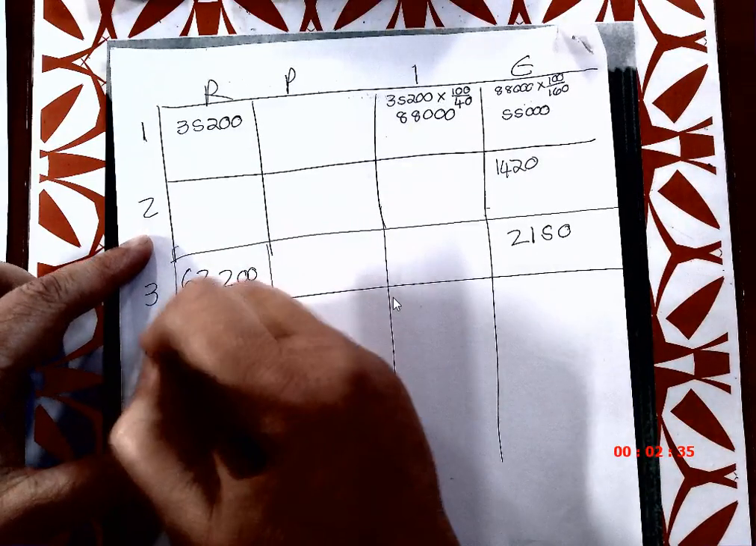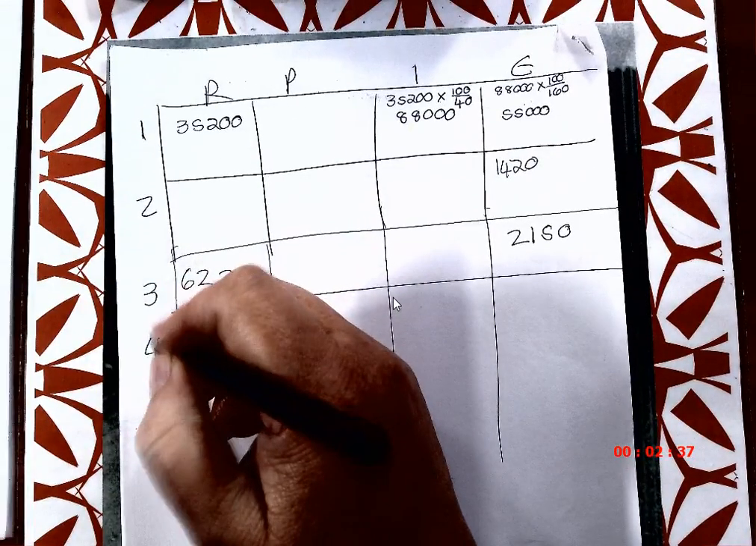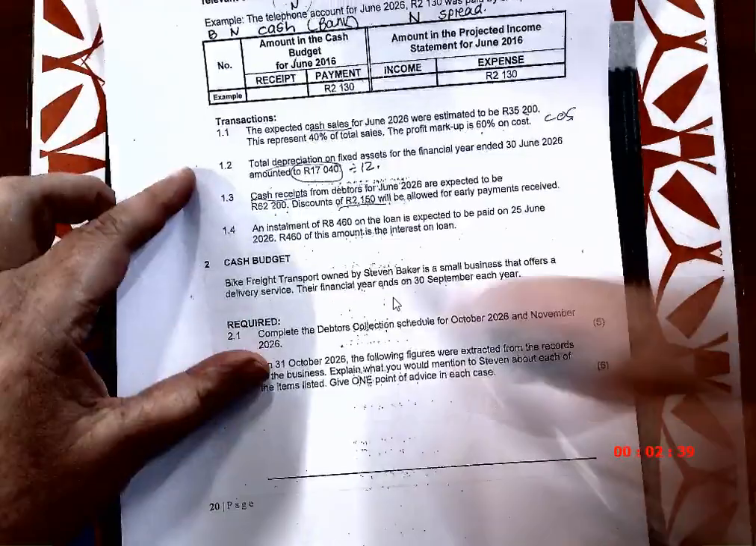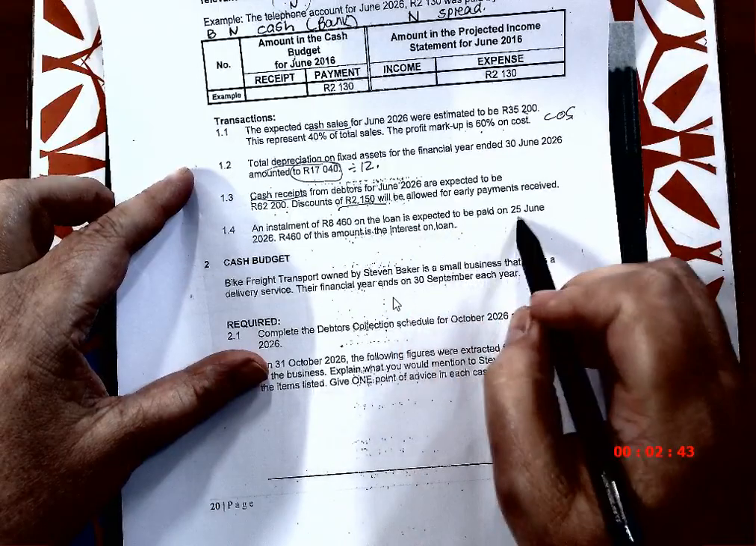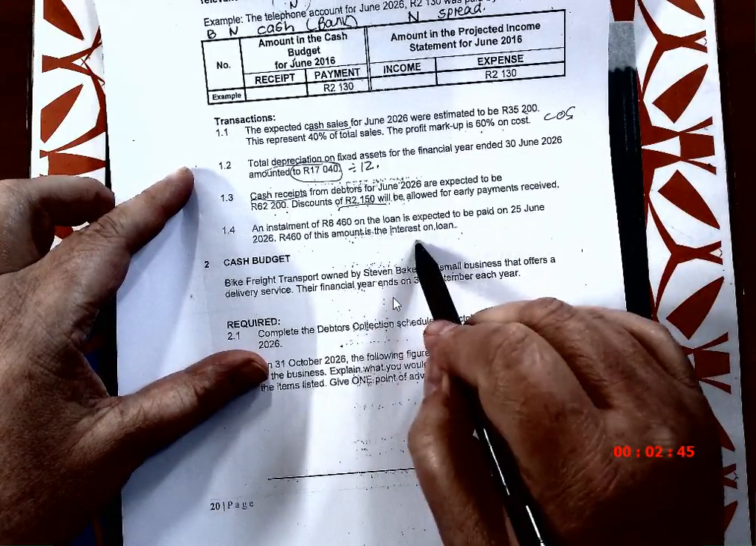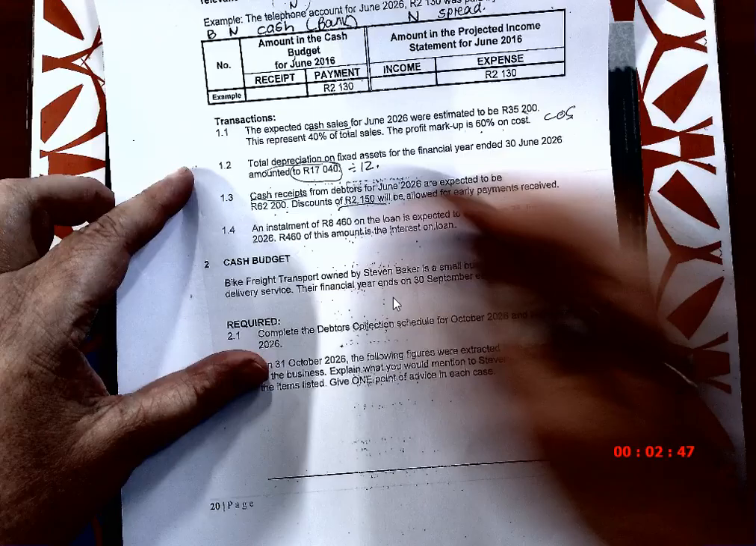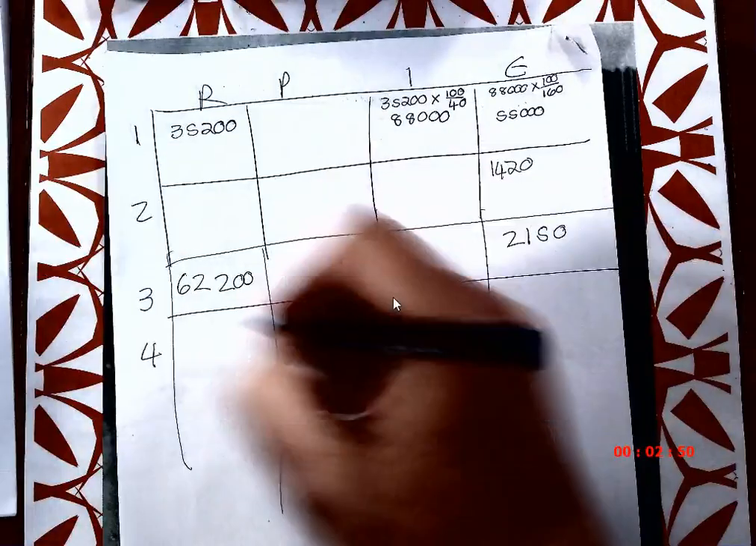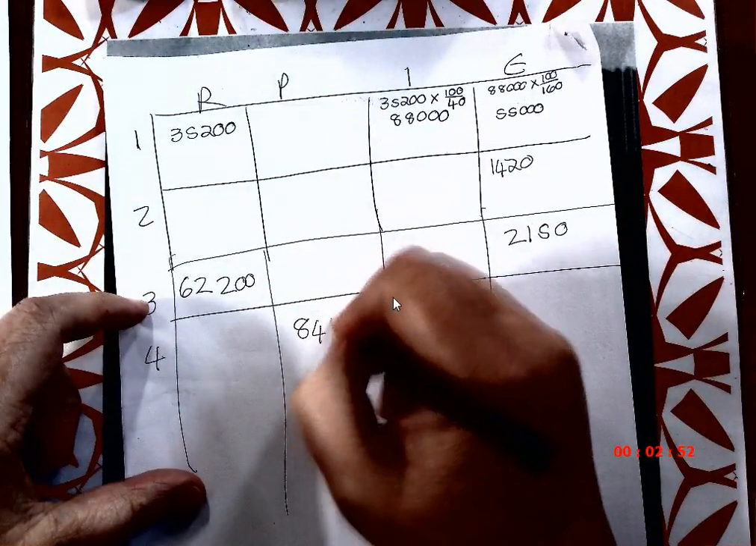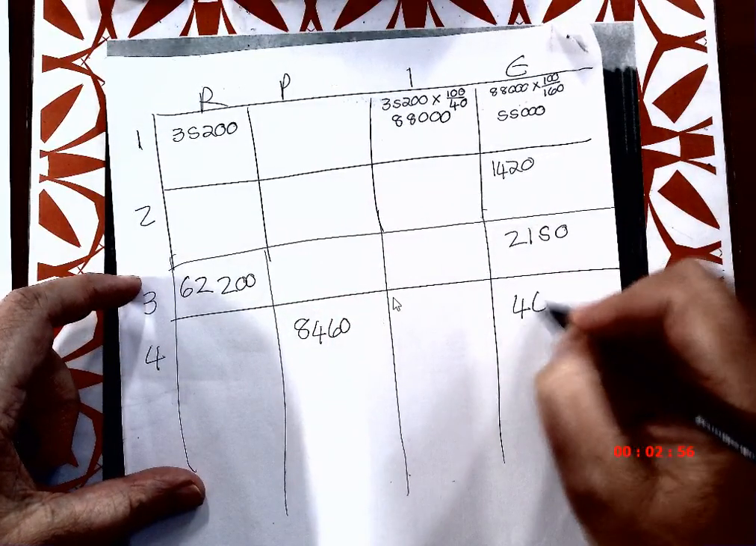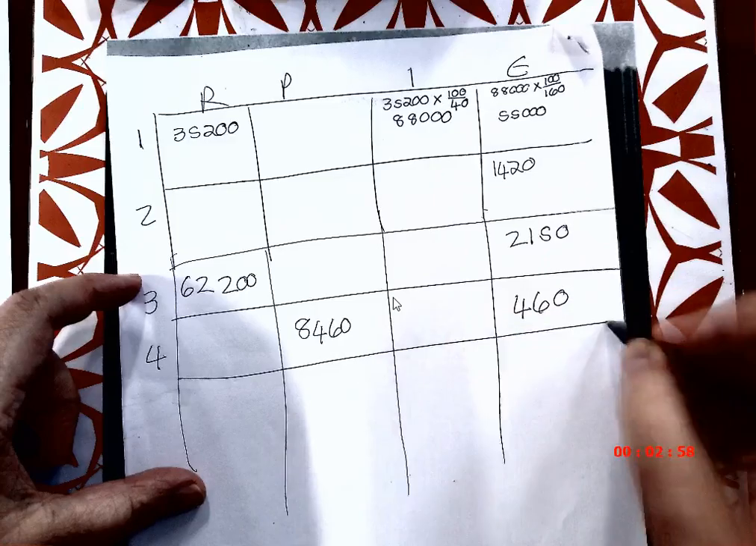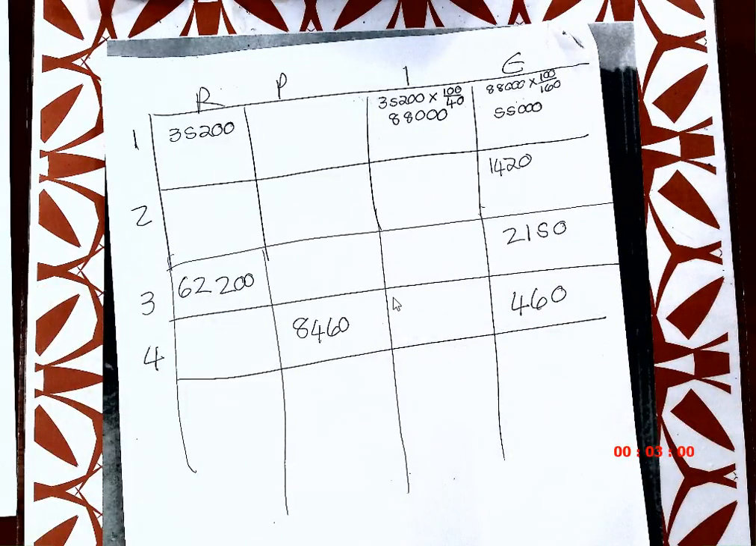Number 4. Number 4, an installment on the loan is expected to be paid. 460 is interest on loan. So the cash part is the 8,460. But the interest is the 460. Okay, the loan itself does not influence my income and expenses. Is everybody sharp with us?